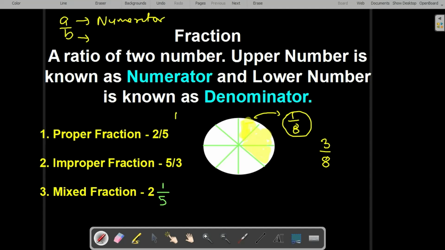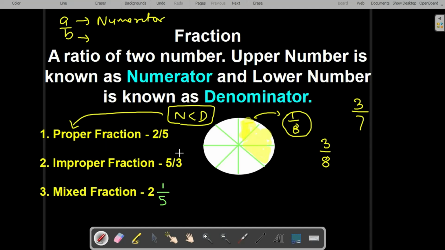So when the numerator is less than the denominator, that kind of fraction is known as a proper fraction. So 2/5, we can say this is an example of a proper fraction. If I write 3/7, this is also an example of a proper fraction. So whenever the numerator is less than the denominator, it is a proper fraction.